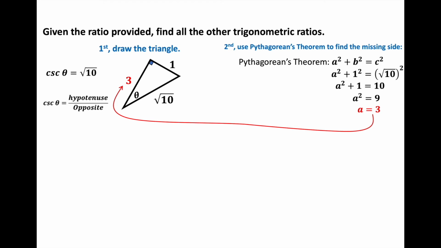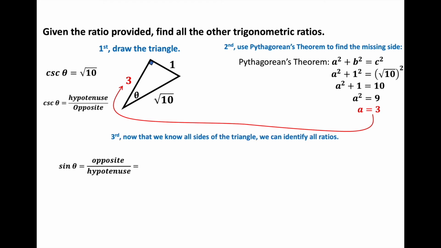Now that we have our triangle drawn, we can go through each one of these ratios. The first one is sine, which is the opposite side divided by the hypotenuse. So here's my opposite side divided by my hypotenuse: 1 divided by square root of 10.